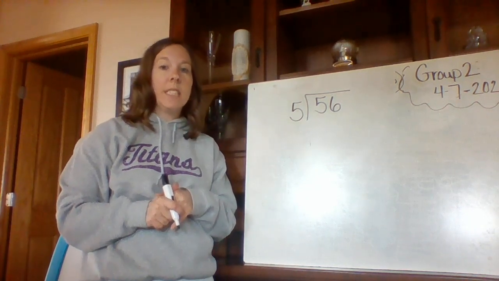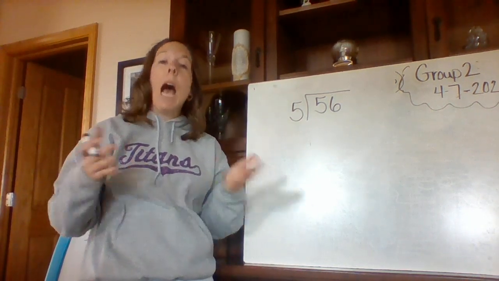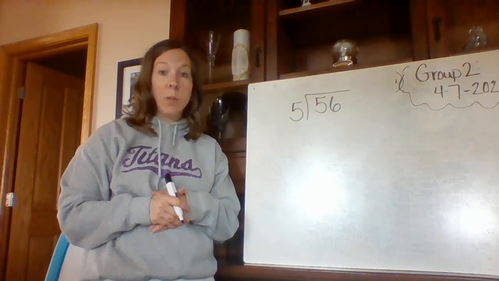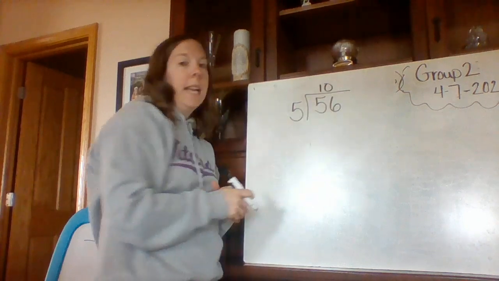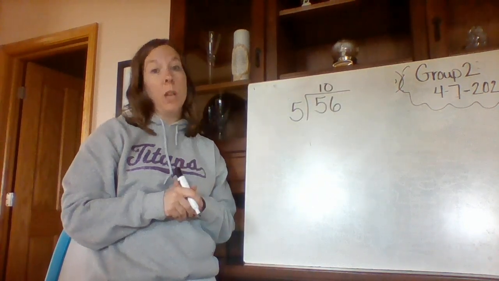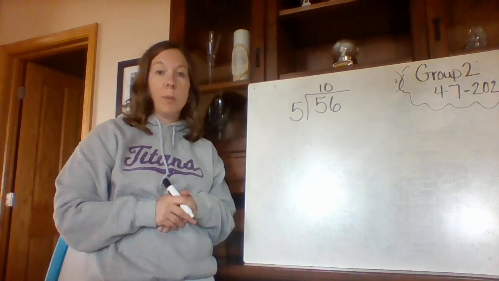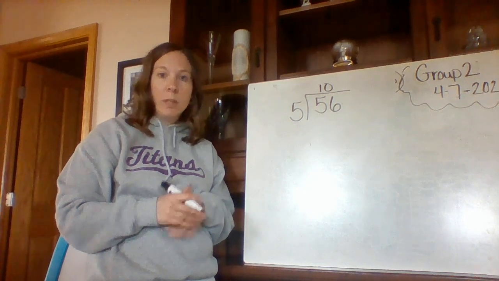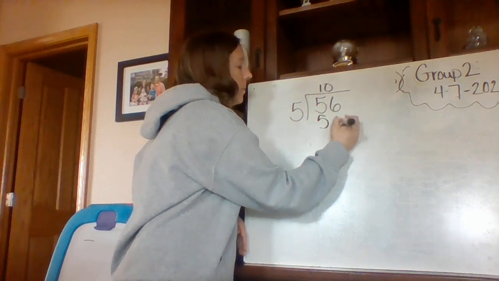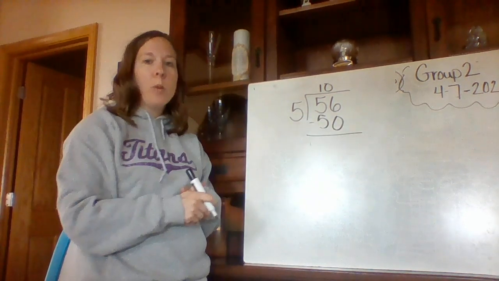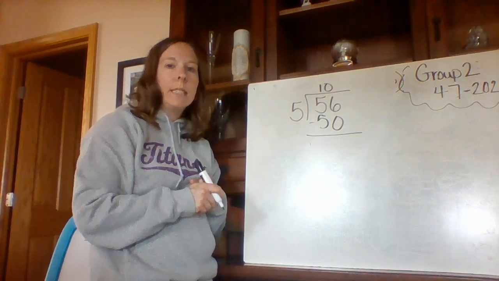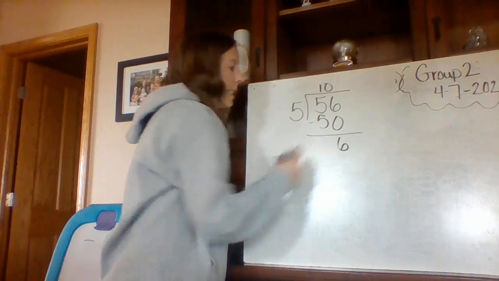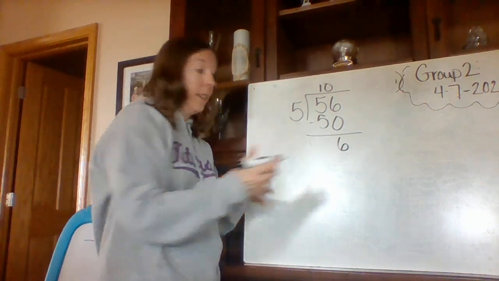All right, so 56 divided by 5. Again, how many groups of 10 can I take out? Well, guess what? We're going to take out one group of 10. So I'm going to put my 10 up here. 10 times 5. This one we all should know, but if not, pull out your multiplication chart. 10 times 5 is 50. Okay, I'm going to subtract 56 and 50. 6 minus 0 is 6. 5 minus 5 is 0.